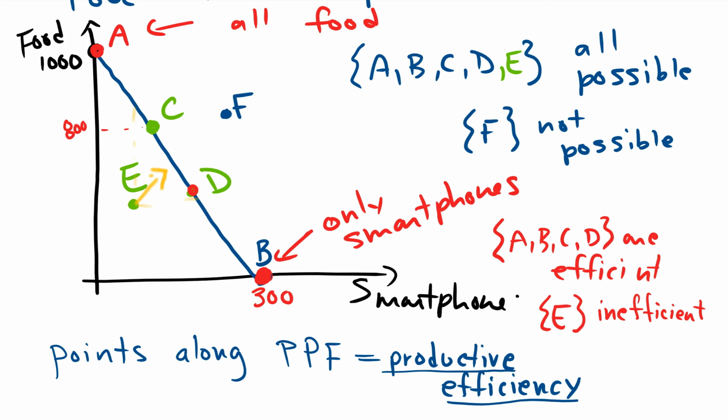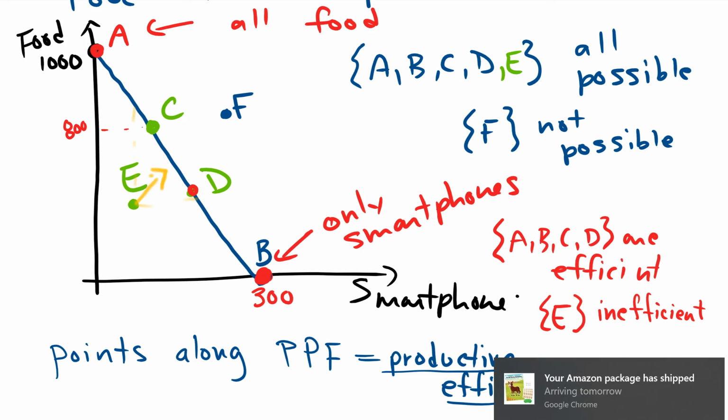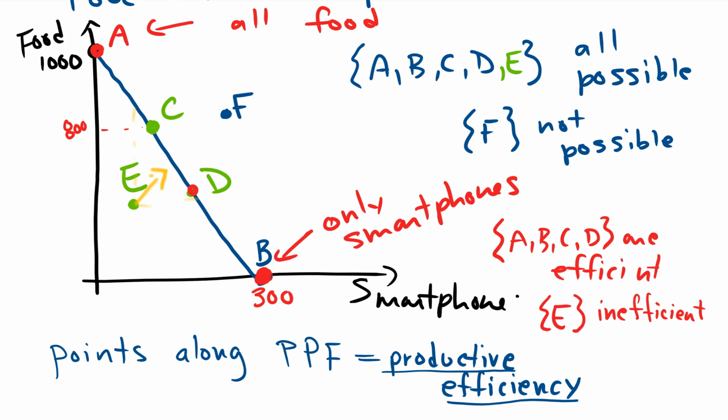So we're not wasting any resources. We're using all the technology and all the resources we have. We're doing as best as we can at all these points along the curve. The only way to get more of one thing is to give up something of the other. So you're efficient in the sense that you're not wasting anything. You can see that E is a productively inefficient point, because in the case of E, we could get more of both. We could get more of both because E is just not using all the resources that we have.